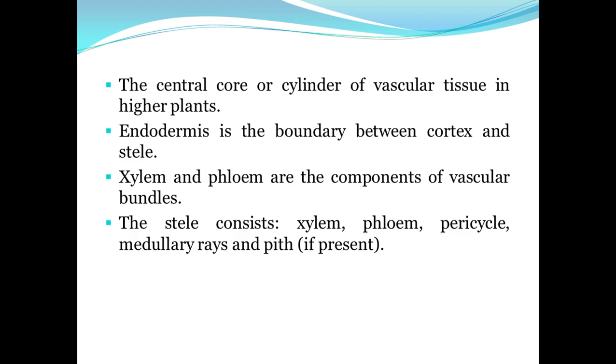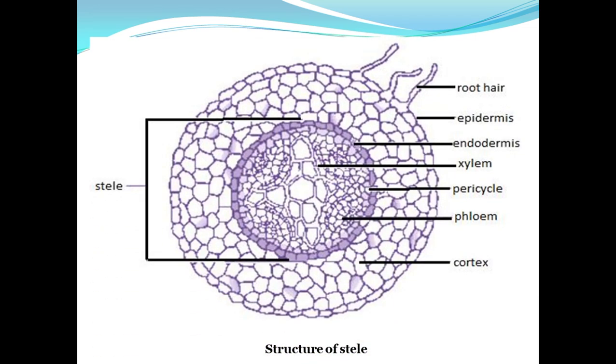The stele consists of xylem, phloem, pericycle, medullary rays, and pith, but sometimes pith is absent in some plant species. This figure shows the structure of stele, with various layers of cells.